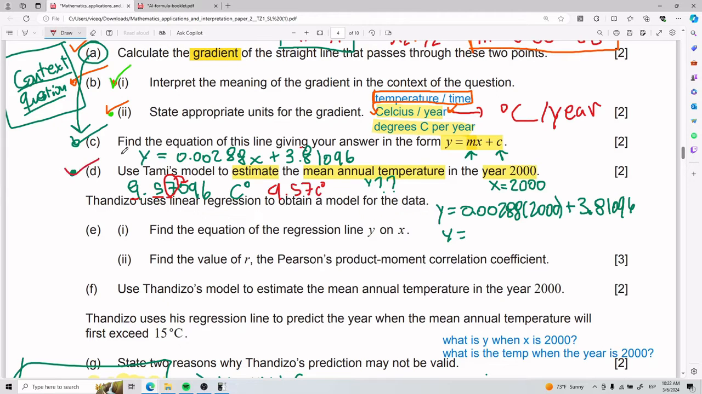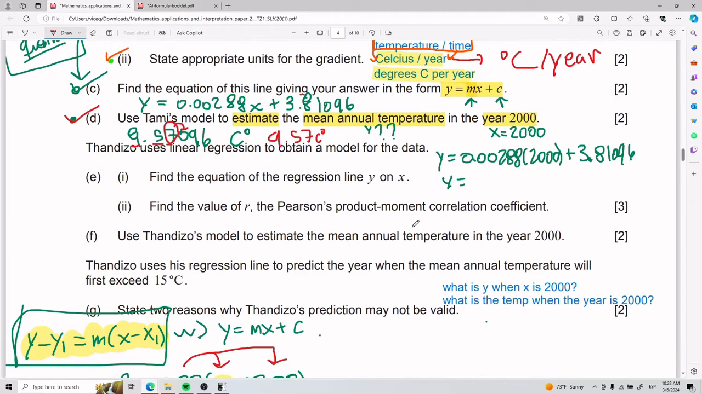That is for part D. Again, not that hard, but really understand the context of what you're doing. You're asking the function, what is y when x is 2000? Y is temperature, x is year 2000.